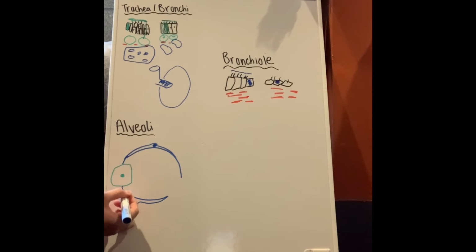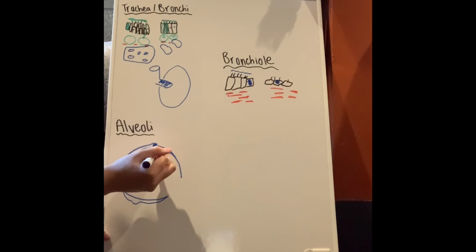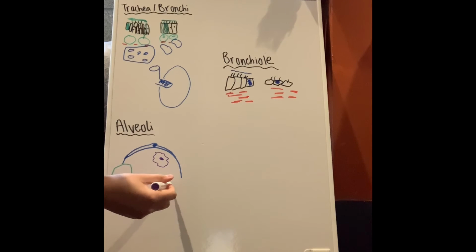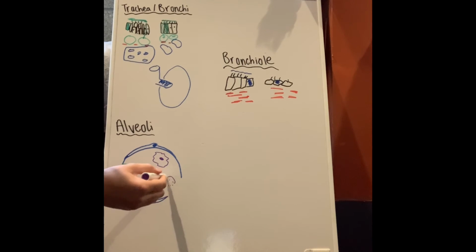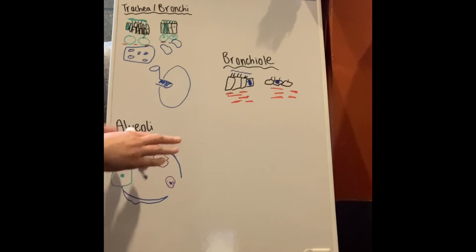And then roaming around would also be these alveolar macrophages. So it would kill off anything else that randomly got in there. So if it was like a dust particle, it would come and eat it up so that it wouldn't get into your airways.